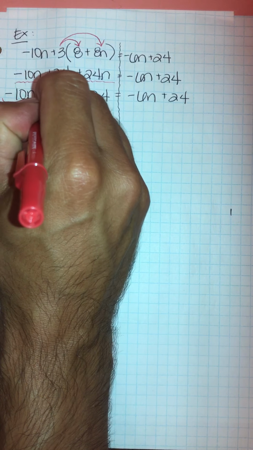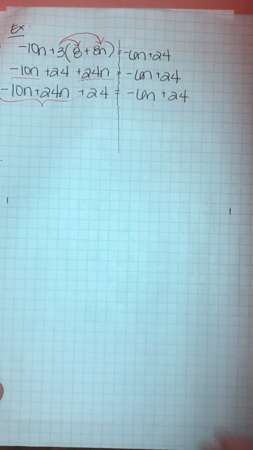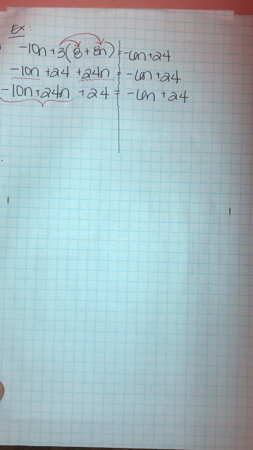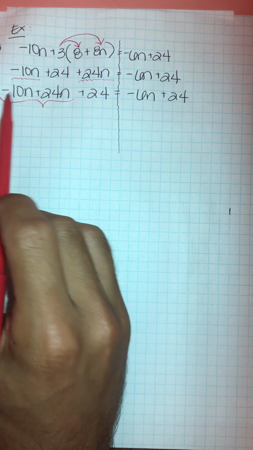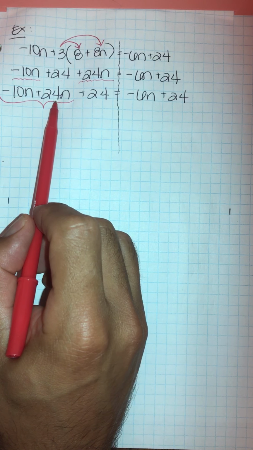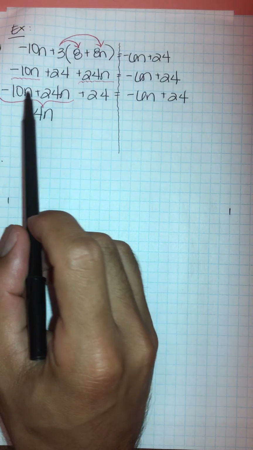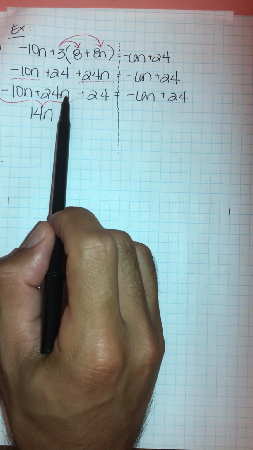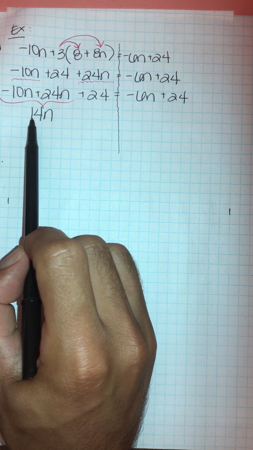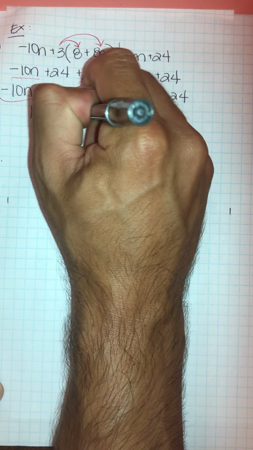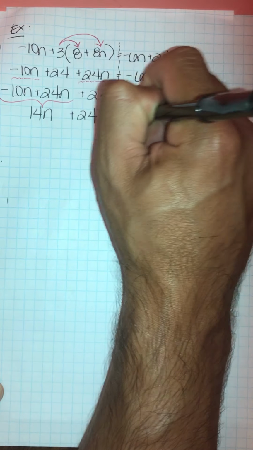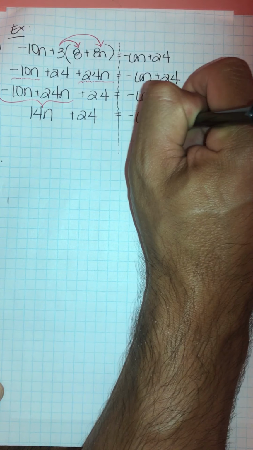Here, we're going to combine like terms. Negative 10n plus 24n. Now let's remember, are they the same sign or opposites? They're opposites, so we're going to subtract. 24 minus 10 is 14. So we say 14n. Which of the two is larger, the negative or the positive? The positive, so we leave it as positive 14n. We bring down the positive 24 equals negative 6n plus 24.